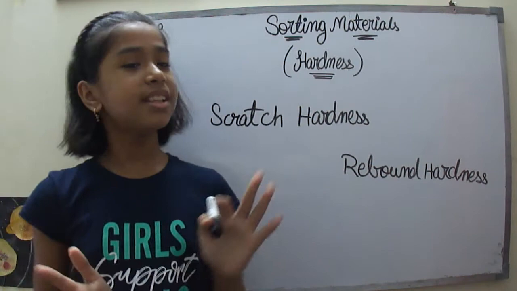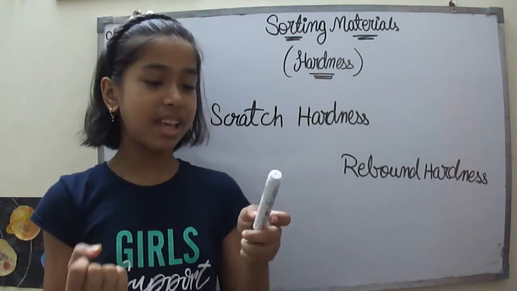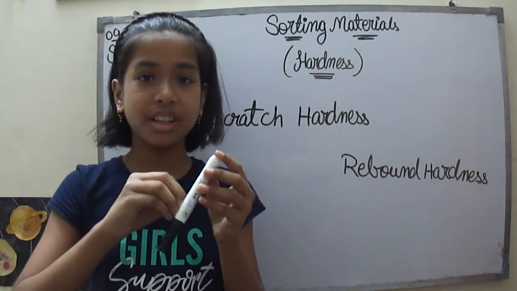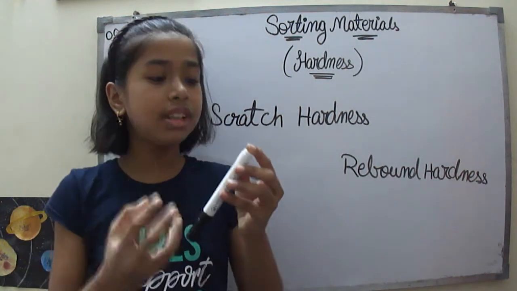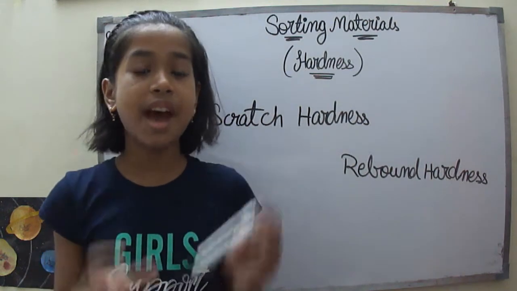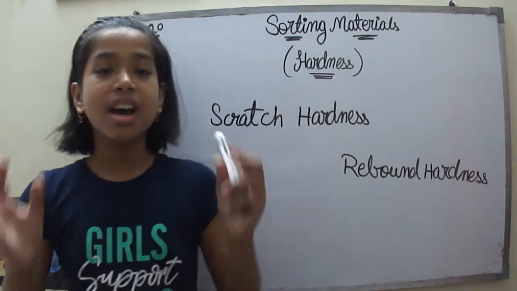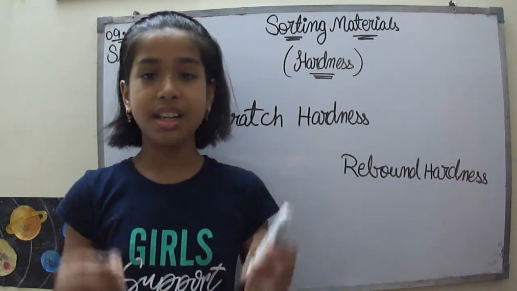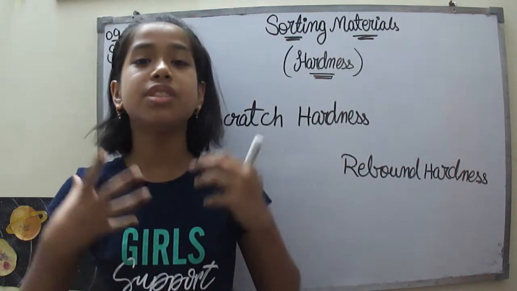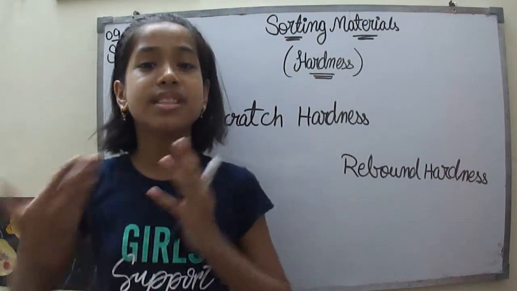Now, what do you mean by the scratch hardness? Scratch hardness is like this: if we try to scratch an object and it is tough to scratch, we can say it has scratch hardness. The definition of scratch hardness is how difficult it is to scratch that object, which gives the measure of its scratch hardness.